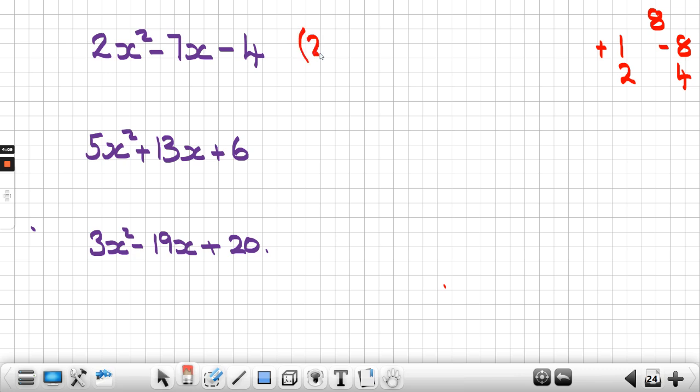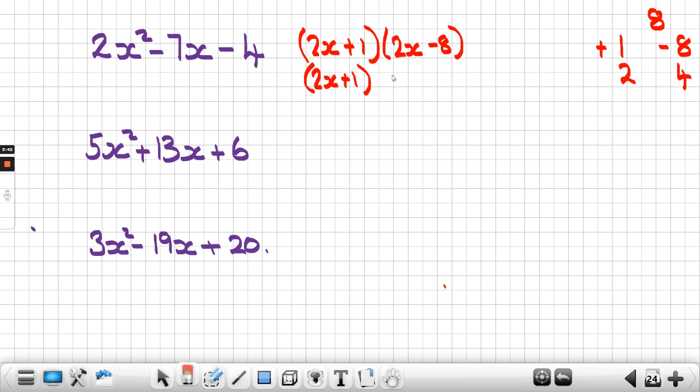So then we write it out and we put the coefficient into both sets of brackets. So we have 2x plus 1, 2x minus 8. But then one of our brackets, we can take out a factor of 2, because we've used the 2 twice, so we should be able to take out a factor of 2 from one bracket. So we are going to have 2x plus 1.